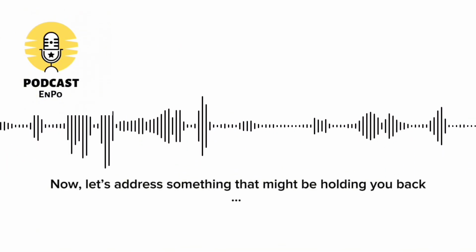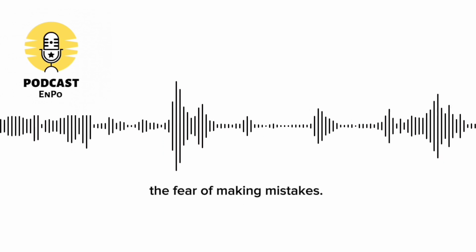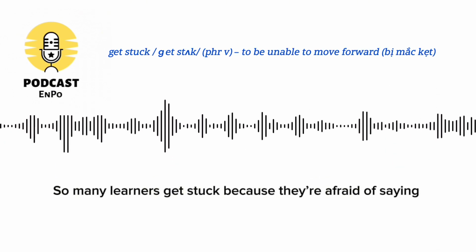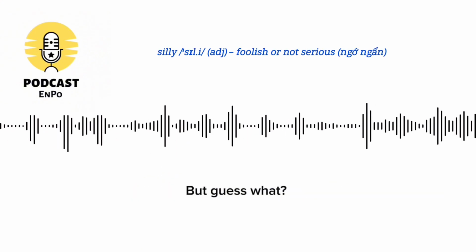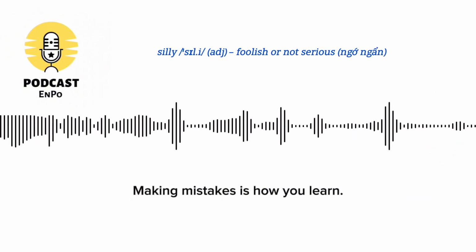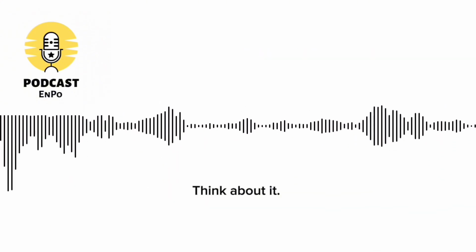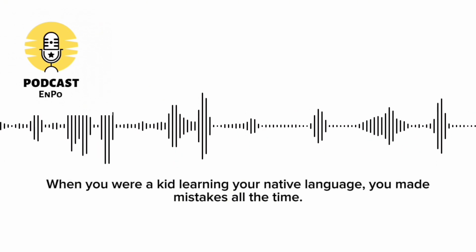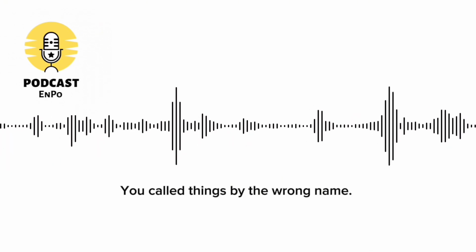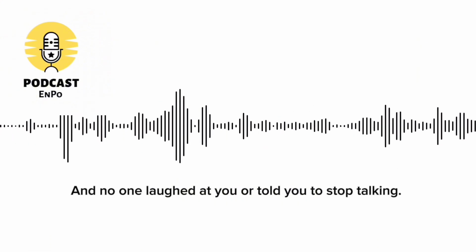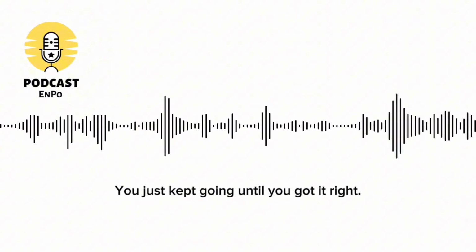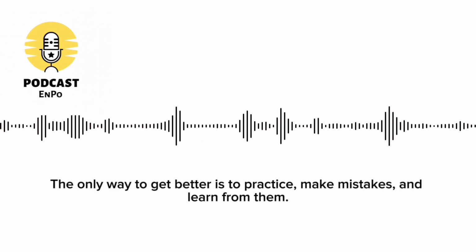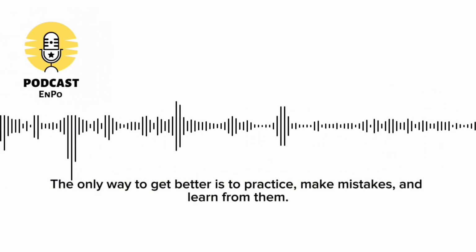Now, let's address something that might be holding you back. The fear of making mistakes. So many learners get stuck because they're afraid of saying something wrong or sounding silly. But guess what? Making mistakes is how you learn. Think about it. When you were a kid learning your native language, you made mistakes all the time. You called things by the wrong name. You mixed up words, and no one laughed at you or told you to stop talking. You just kept going until you got it right. The same goes for English. The only way to get better is to practice, make mistakes, and learn from them.